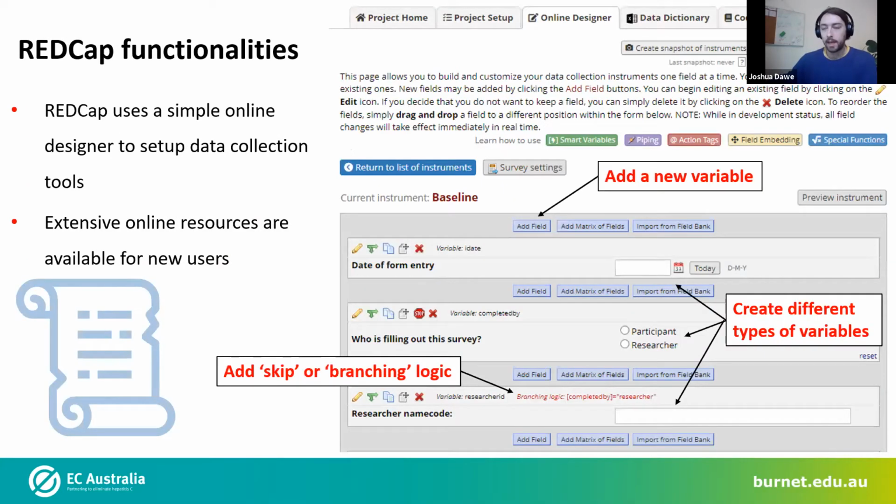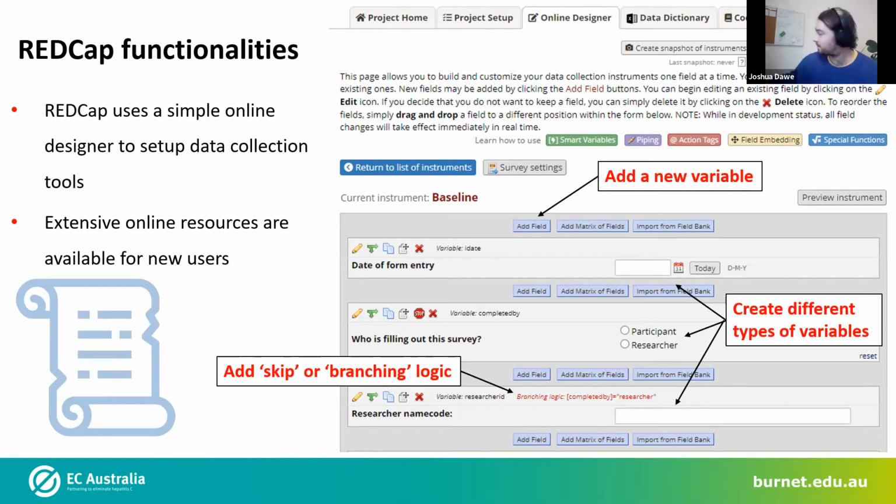Moving on, I have a screenshot here on the right-hand side of the screen of what the online designer looks like. So if you're opening up your REDCap and setting up a survey for the first time, you've got this add field option to add a variable in. There's an example of a skip logic, which would only appear if someone indicates that they're a researcher. And then there are different types of variables.